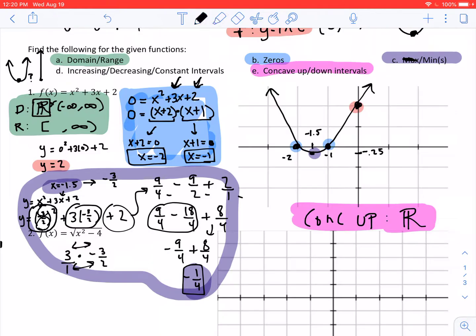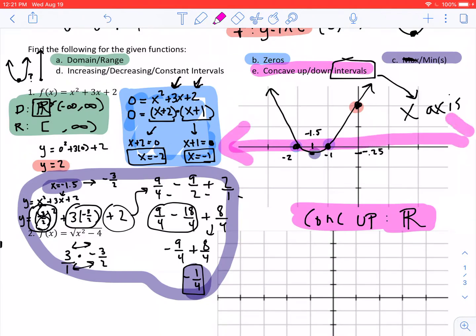Okay. Remember, the term interval, this is a crucial idea, is focused on the x-axis. Okay, so it was concave up from negative infinity to positive infinity. From left to right, it's always concave up.